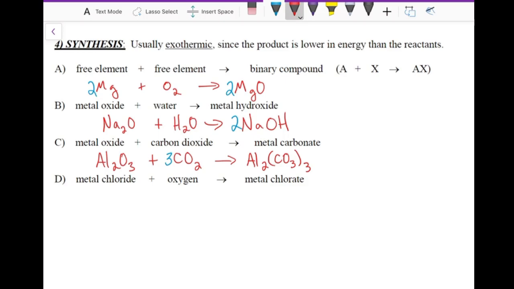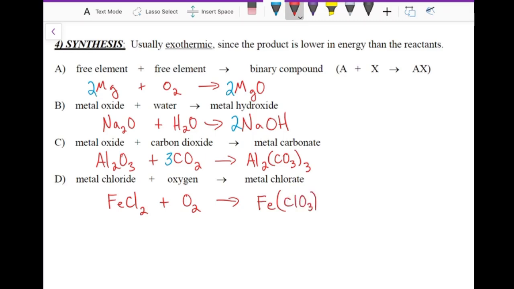But a metal chloride, just pick a metal basically. Let's say we have iron 2 chloride. So FeCl2 plus oxygen is going to yield a metal chlorate. And in this case, the metal is the same one that we have on the left side, of course, which is iron 2.